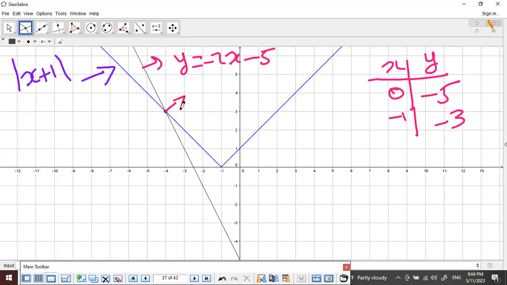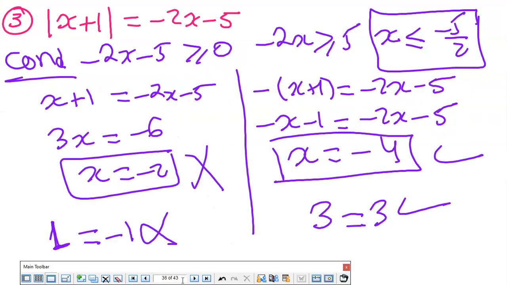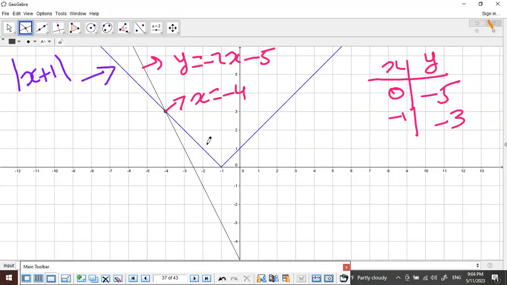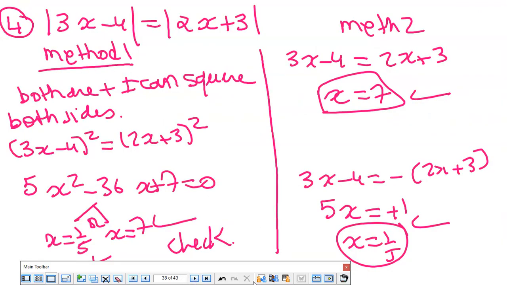Where did they meet? Did they meet at x equal to minus 4? Yes, it means what I did before is right. You see, they didn't meet at the point x equal to, what was the first answer? Minus 2. If I look, where is x equal to minus 2? On the absolute value it is here, on the line it is here. It's not a point of intersection. Let's move now to another example.